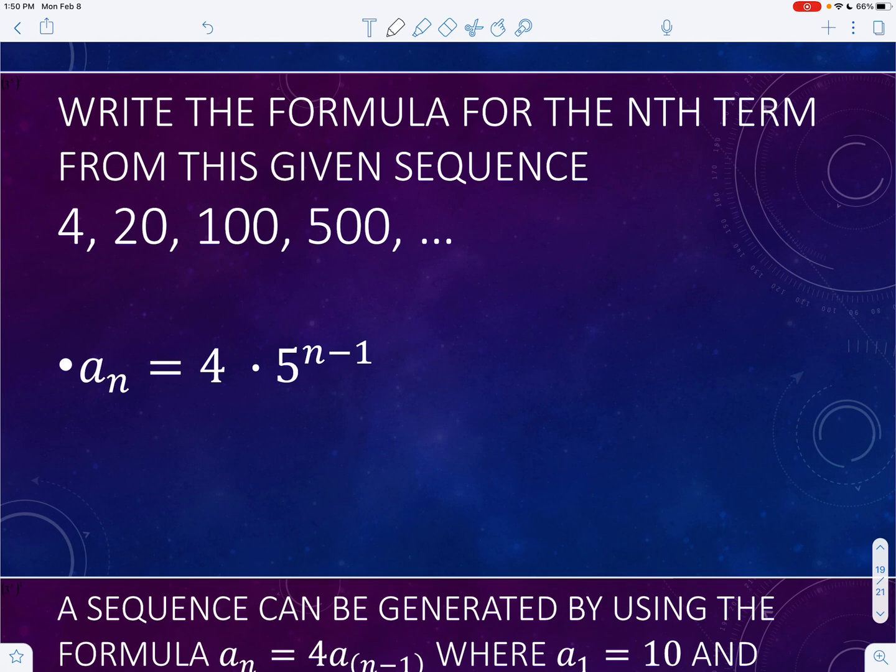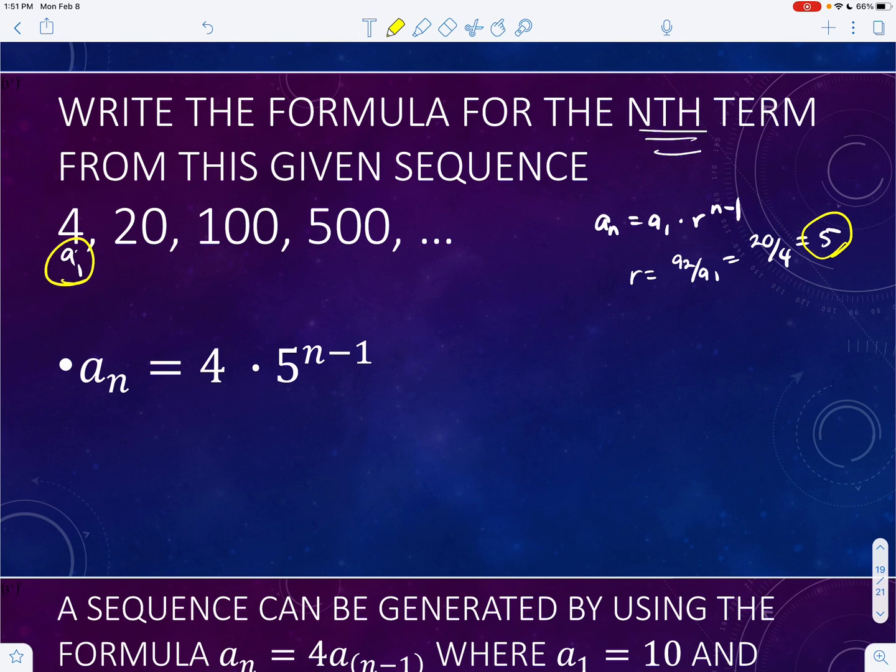The next one says write the formula for the nth term of the sequence. That means we're going to be writing this in explicit form. And here's a reminder of what that is. Make sure you have that in your mind. A1 is 4. Our common ratio we find by taking our A2 and dividing it by our A1. So that's 20 divided by 4, which is 5. So when we write our equation, we have a sub n equals a sub 1, which is 4, times our r, which is 5, raised to the n minus 1.